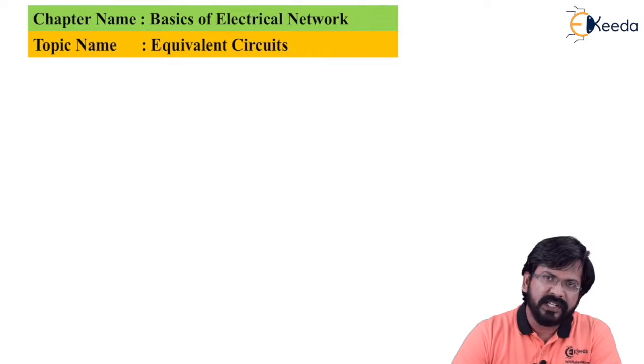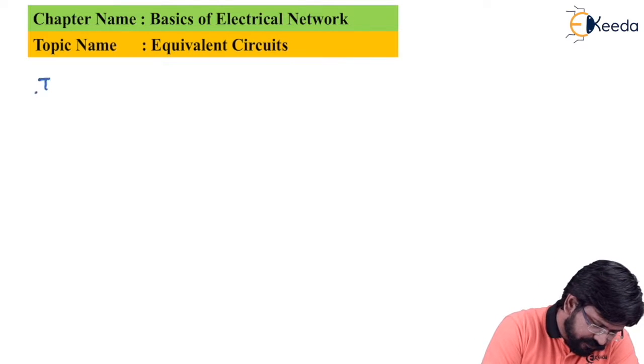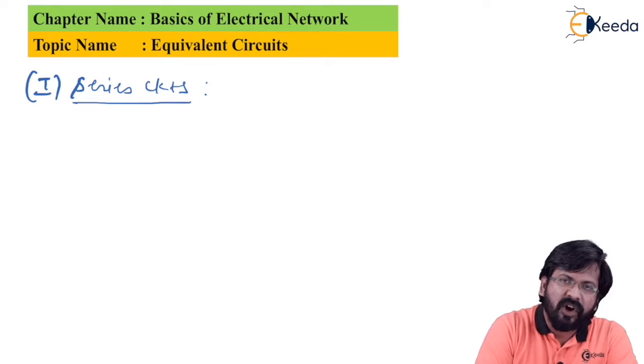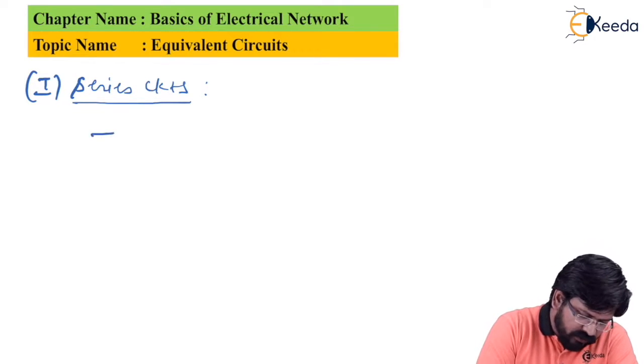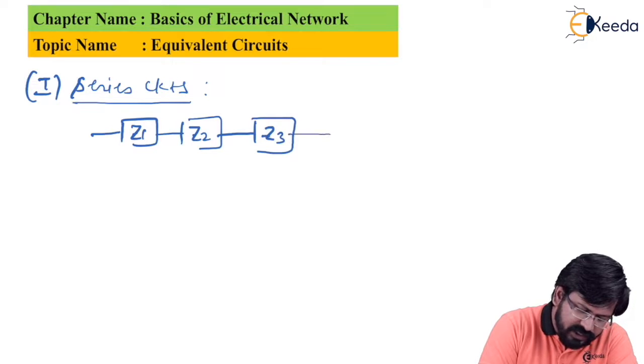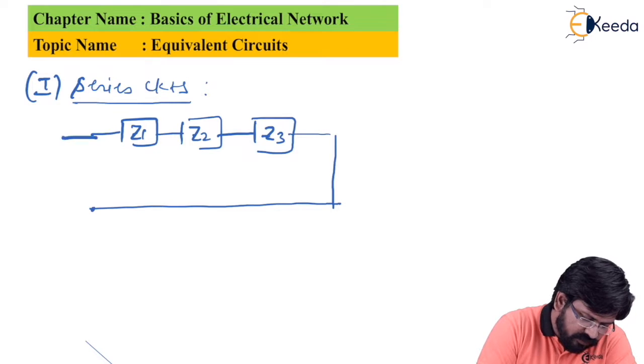To start with equivalent circuits, we will start with series circuits first. In series circuits, all the elements which I have shown over here, which is Z1, Z2, Z3, let's say all of them are connected in series, and thereafter to complete the circuit and to energize the circuit, let us assume we have applied one voltage source plus minus V, through which it is supplying current, let's say I.